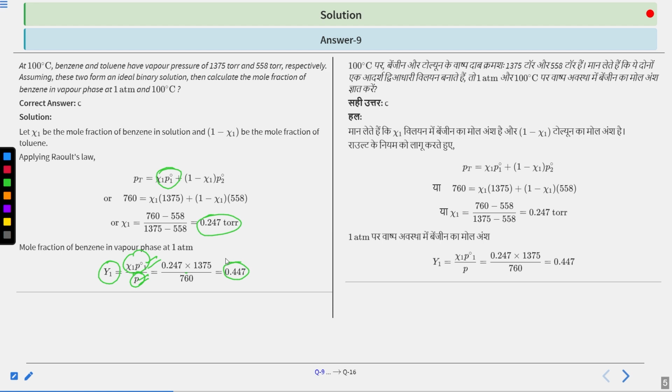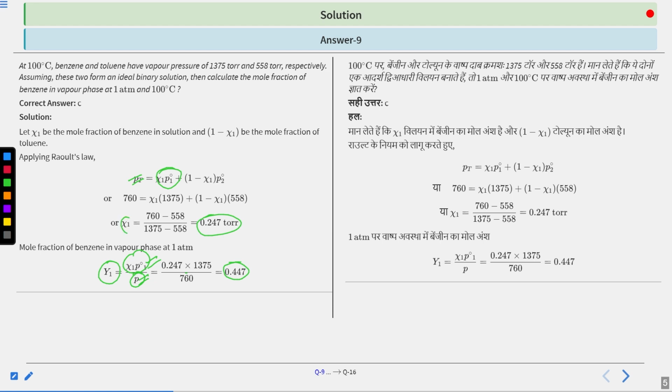So what is the way to solve the overall question? First you need to calculate chi1, the mole fraction of benzene. How do we calculate it? Using this formula: P total equals chi1 P1 naught plus (1 minus chi1) P2 naught. This is Dalton's law of partial pressure and Raoult's law. You have applied both of these, because the total pressure is the sum of the individual pressure contributions, and each individual contribution comes from chi1 P1 naught.